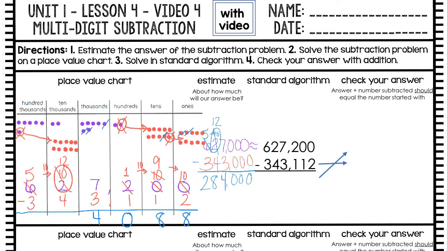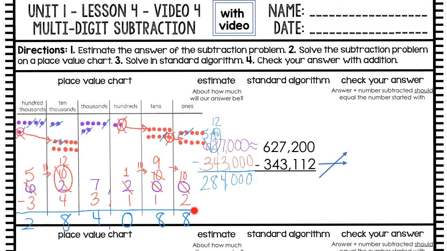Now I can take away 4. 1, 2, 3, 4. And I have 8 left. Then in my 100,000s, I have 5, and I can take away 3,000. And I'm left with 2,000.